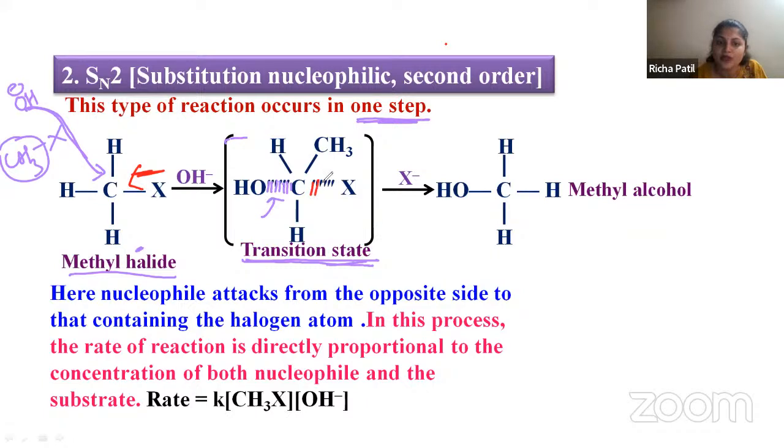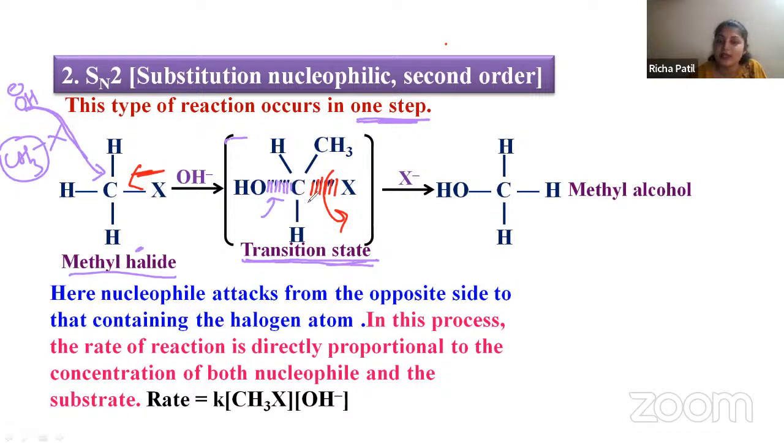Why should it break? Because carbon will not have pentavalency. It should have tetravalency. So this bond will break. So making and breaking of bond takes place simultaneously. So it undergoes a transition state.